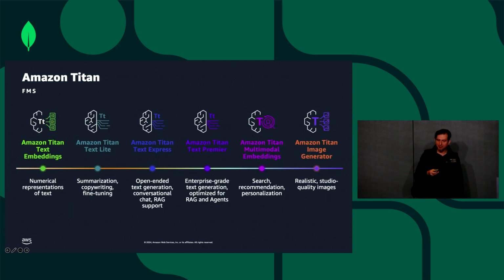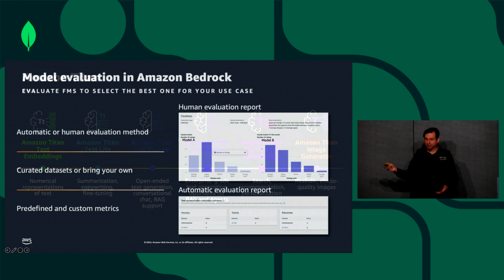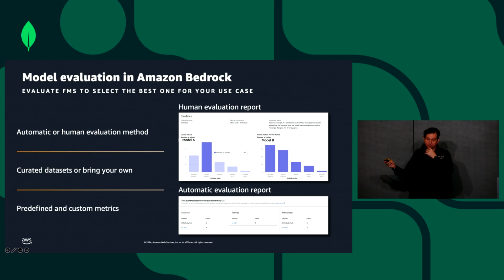So we have text embeddings, a model to generate embeddings. There is a light model for summarization. There are multimodal embeddings as well if you have a mixture of images. And there are some new models for image generation. Now, Bedrock is constantly adding new features and services, and I'll highlight several of them here.